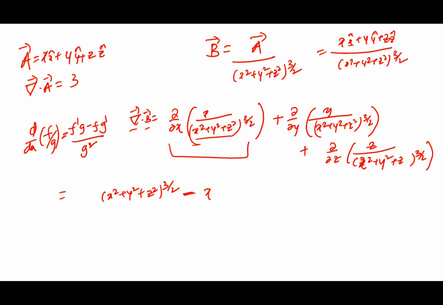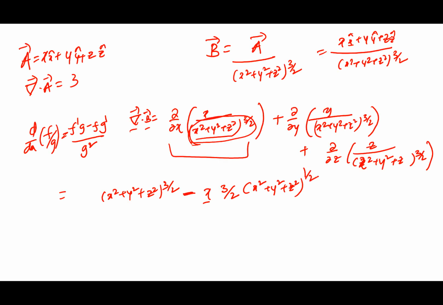So then I have x, and I'm going to take a derivative of this, so I'm going to get 3 by 2 times x squared plus y squared plus z squared to the power 3 by 2 minus 1, which is going to give me half, right? And then I have to do x squared, so I get 2x, right? And then divided by g squared, that is x squared plus y squared plus z squared whole to the power 3 by 2. We're just going to do it for this one. For the rest of them, it's just substituting x with y or z, right?